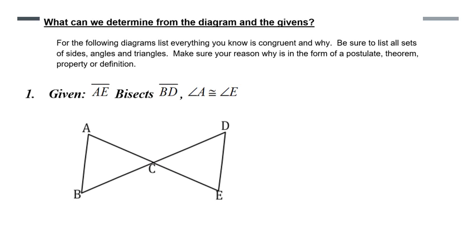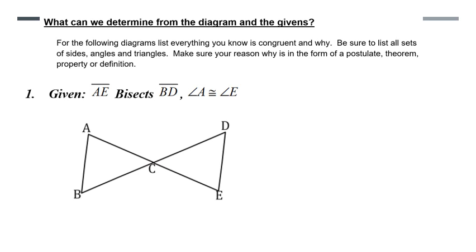All right, what can we determine from the diagram and the givens? For the following diagram, list everything you know is congruent and why. Be sure to list all sets of sides, angles, and triangles. Make sure your reason why is in the form of a postulate, theorem, or property or definition. So let's mark our given on the picture first off.